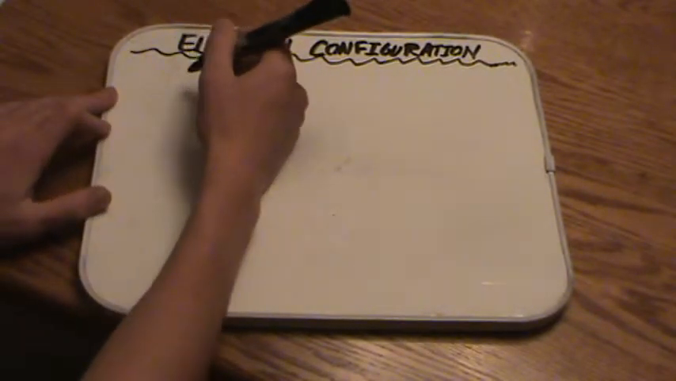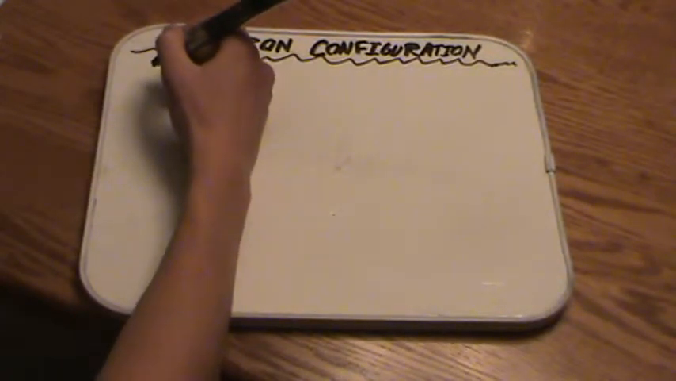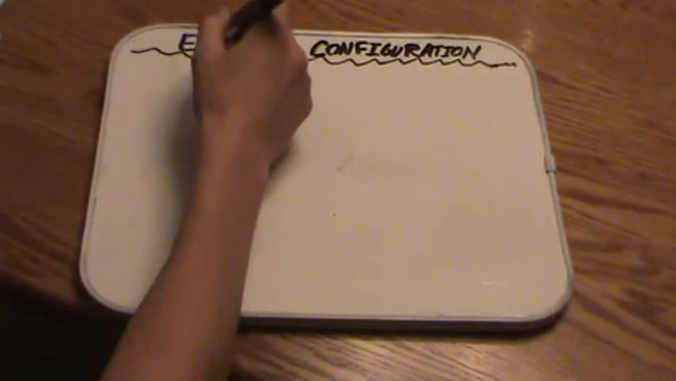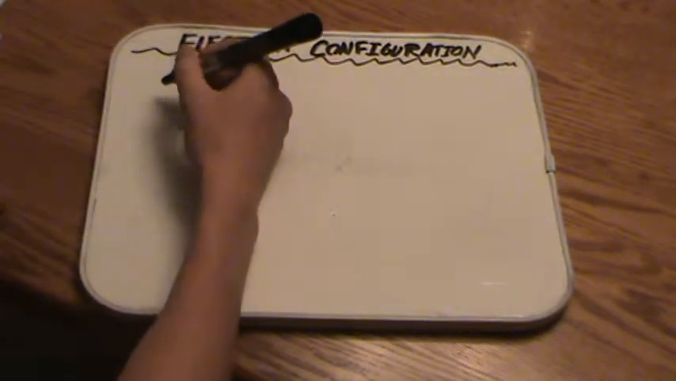Let's see, which element should I do the box and arrow electron configuration of? Okay, let's do sulfur.